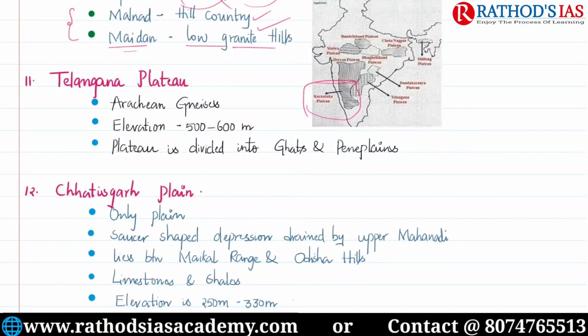And next one is the Telangana Plateau, which mainly contains Archean gneiss. If you are talking about the average elevation of this Telangana Plateau, it is about 500 to 600 meters. And the plateau is mainly divided into Ghats as well as peneplains.